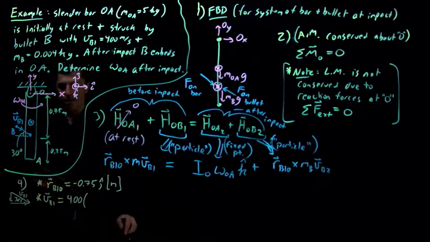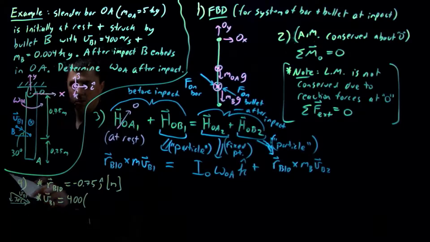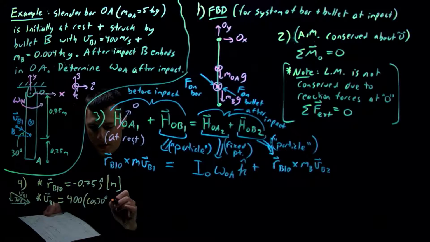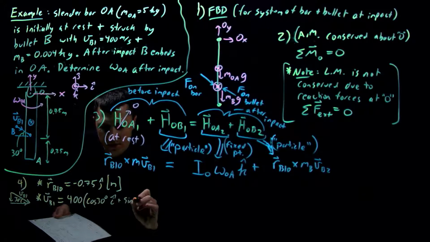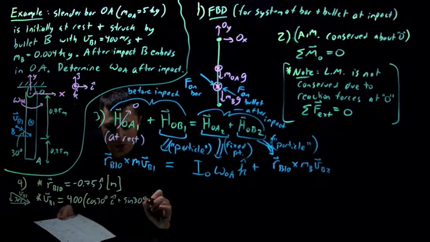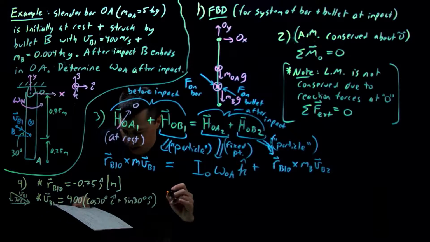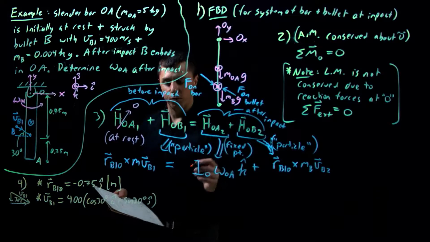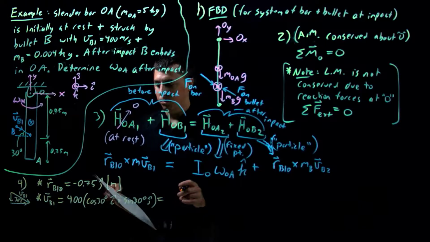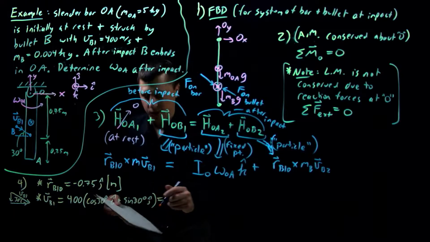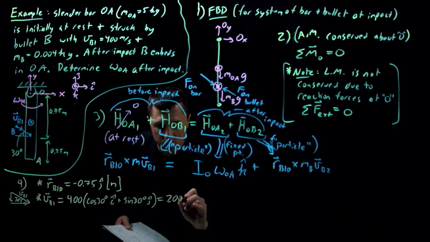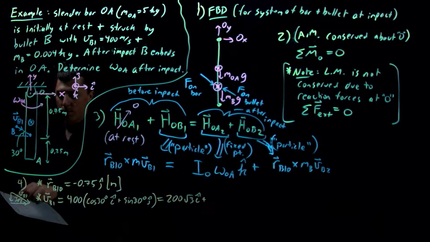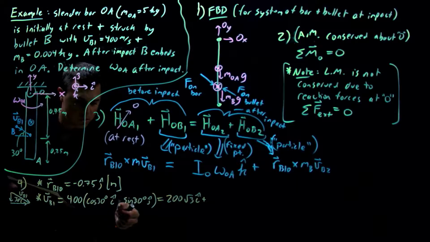Okay, so the horizontal is the cosine component, right? So we have cosine of 30 degrees i hat plus sine of 30 degrees j hat. And the units here are meter per second. But cosine 30 degrees is root 2 over 2. I'm sorry, root 3 over 2. Square root 3 over 2. And then sine of 30 degrees is a half. So we can write this as 200 root 3 i hat plus, oh, and that's negative. We went down in the j hat direction.